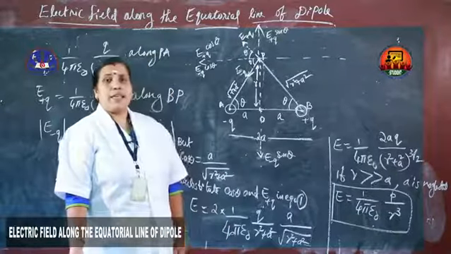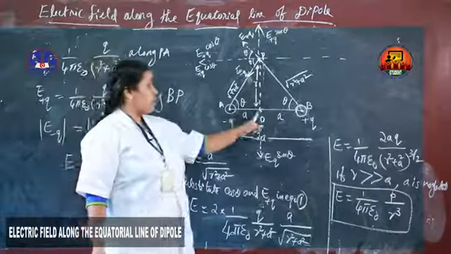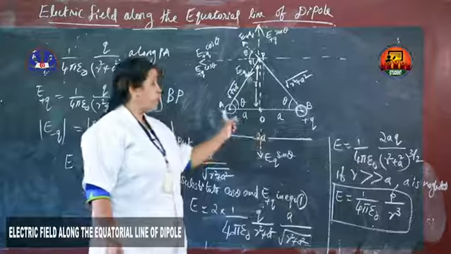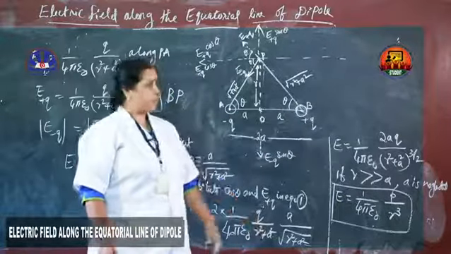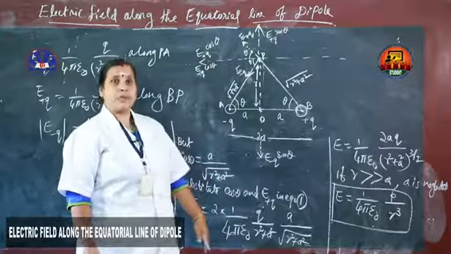Now, tell me what is the equatorial line. Equatorial line means the line which is passing through the center of the dipole, but it should be perpendicular to the length of the dipole. So here, this dotted line represents the equatorial line.